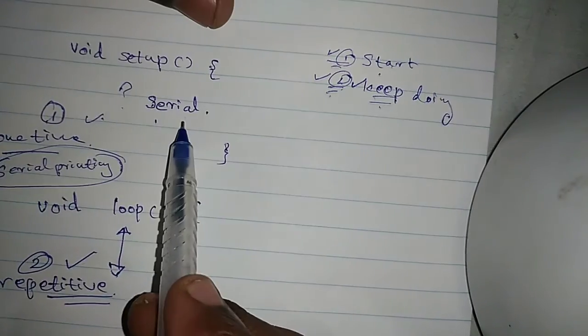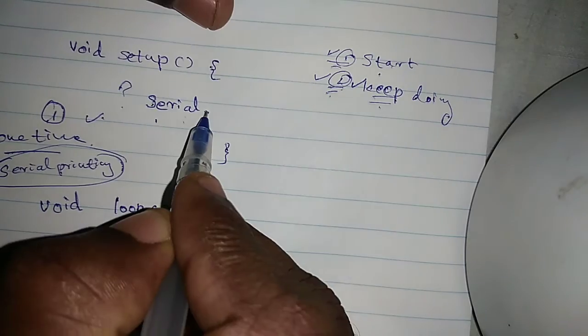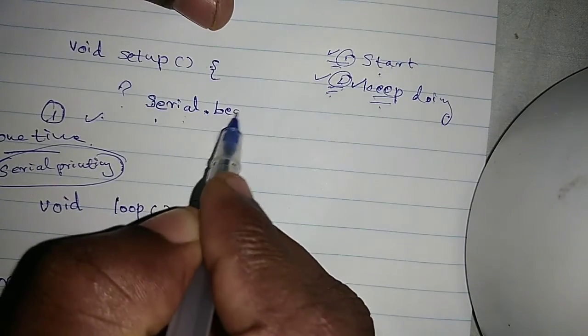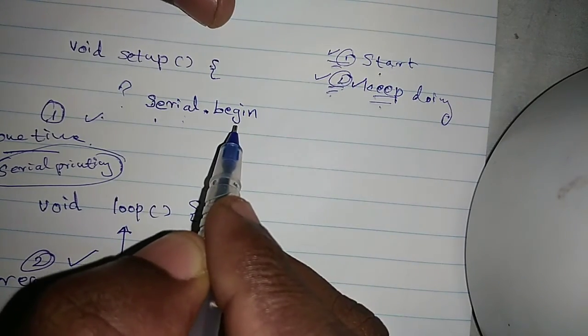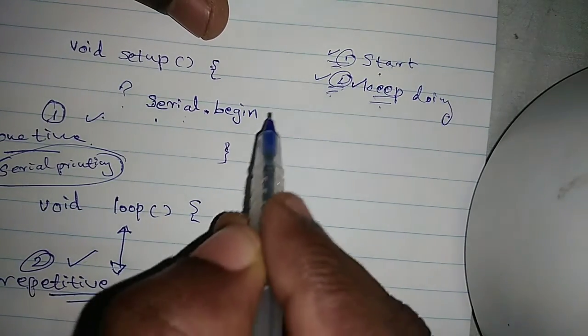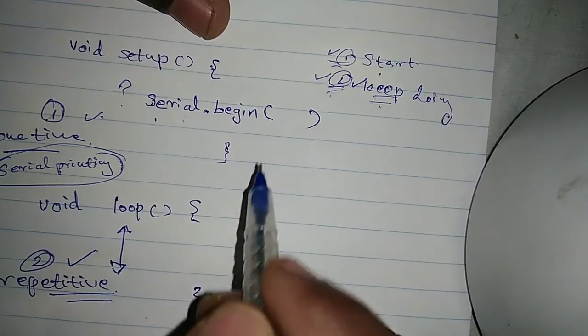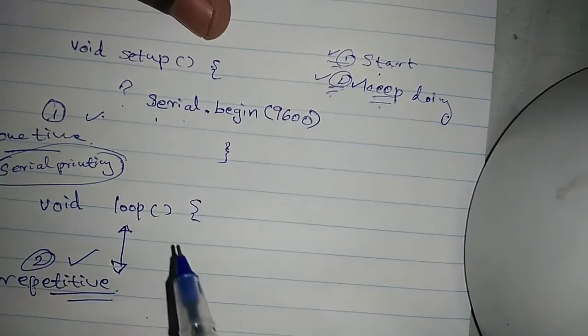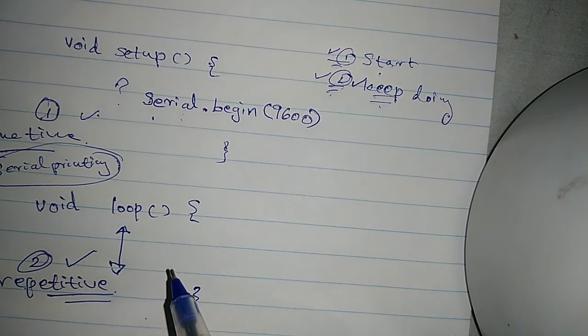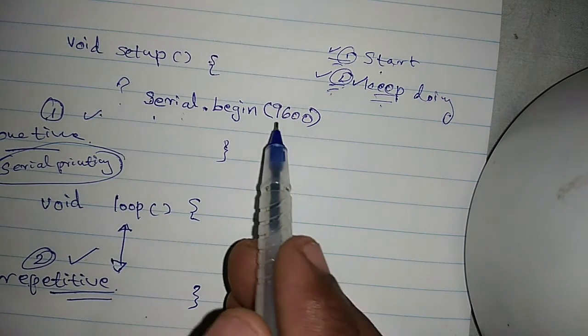So starting, what am I going to write here? What I will do is serial dot begin. This is the keyword for that, serial dot begin. That means I am going to start the serial communication, and you have to open and close a bracket, and you have to write the speed of the data. So 9600 is a common speed of the data. People say baud rate. Just don't worry about that. Just remember this is the speed of the data.